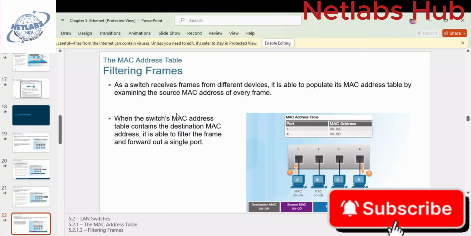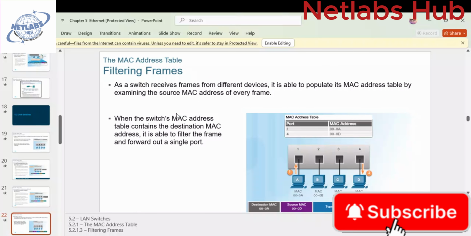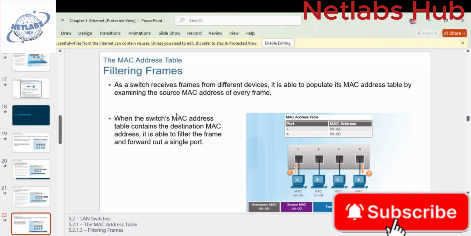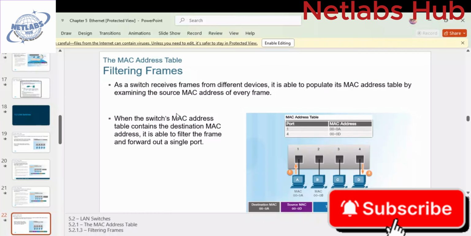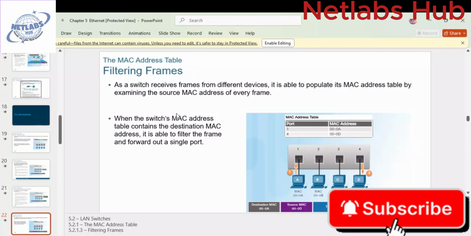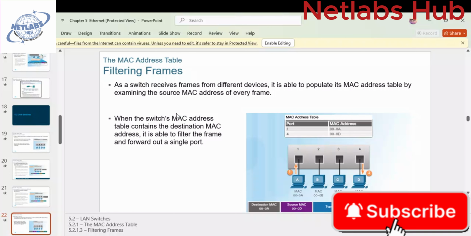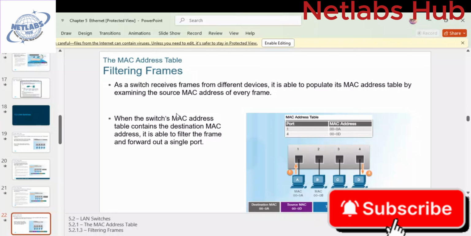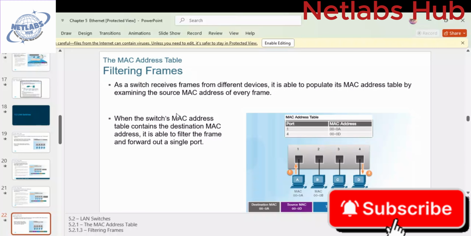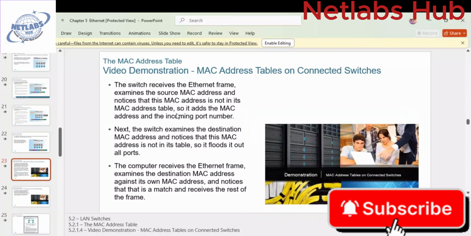So, filtering frames. As a switch receives frames from different devices, it is able to populate the MAC address table by examining the source MAC address of every frame. When the switch's MAC address table contains the destination MAC, it also filters the frame and forwards it out of that single port. So that's what you should understand about how the switch filters the frame: checking the source MAC address is what guides it to determine the filtering.